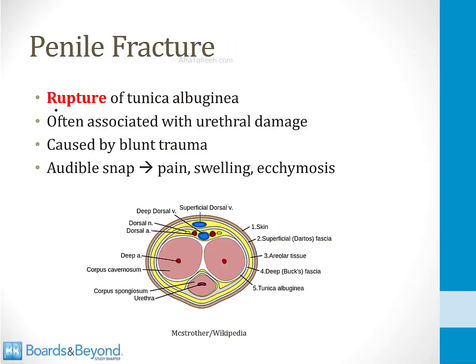In a penile fracture, there's rupture of the tunica albuginea, so different from the localized fibrosis seen in Peyronie disease. This is often associated with damage to the urethra, and it's often caused by blunt trauma. Men will say that they heard an audible snap after a trauma, and they will present with pain, swelling, and ecchymoses, which is bruising of the penis.